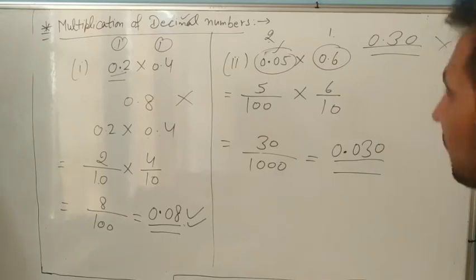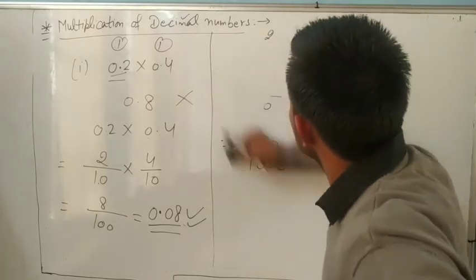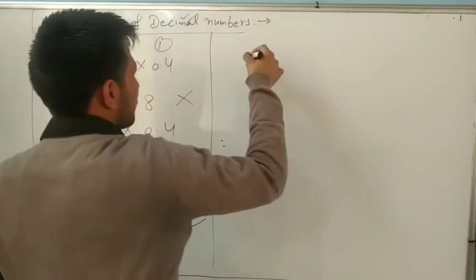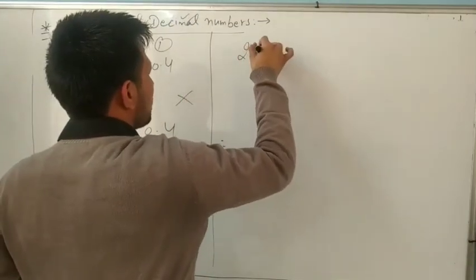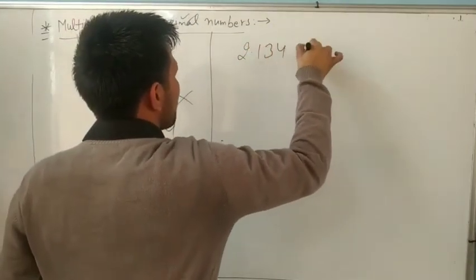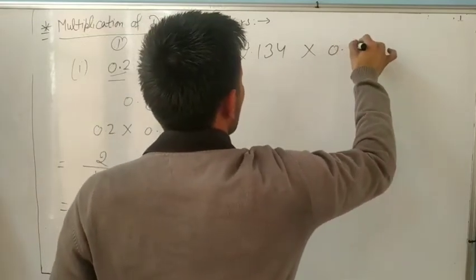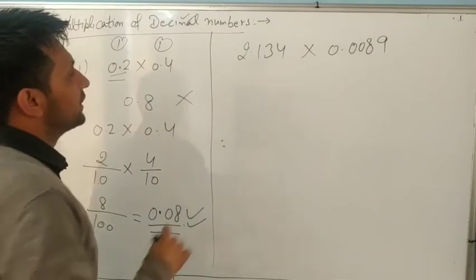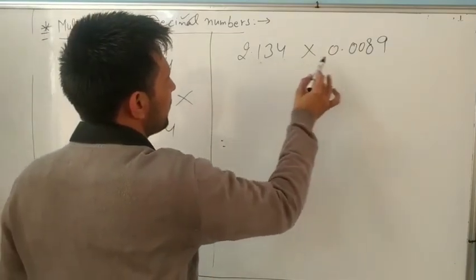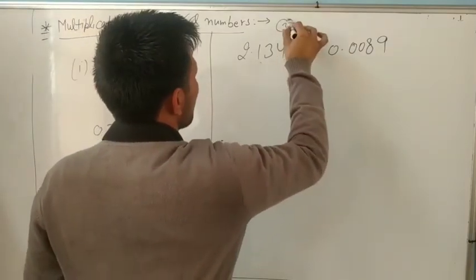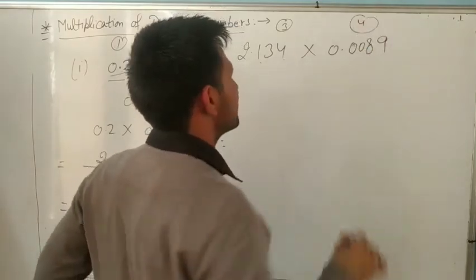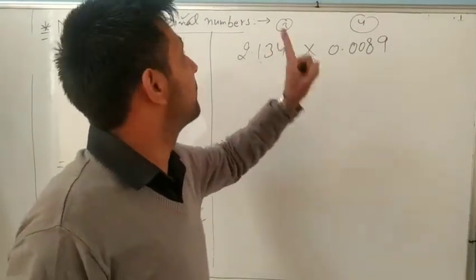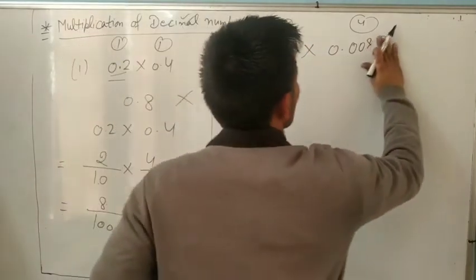One more example you can take, dear. Look, what is 2.134 multiplied by 0.0089? How many digits? 1, 2, 3. 3 here and 4 digits there. So after the decimal how many digits will come? 7. So you can write it here.